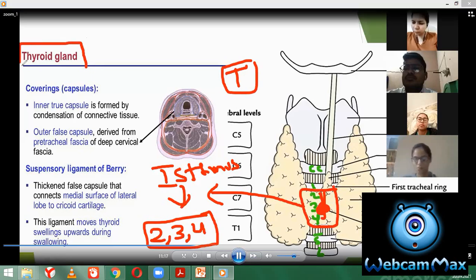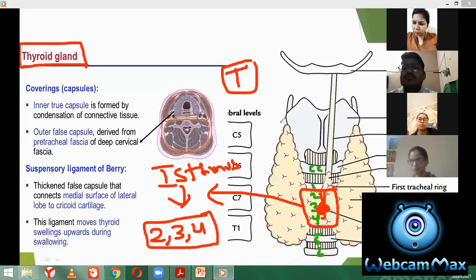If someone asks about the thyroid gland, you will say this: the thyroid gland is a butterfly-shaped organ, as you see in the diagram. It is covered by two capsules. One is the true capsule, the second is the false capsule. What is the true capsule? It is the thyroid gland's own connective tissue.